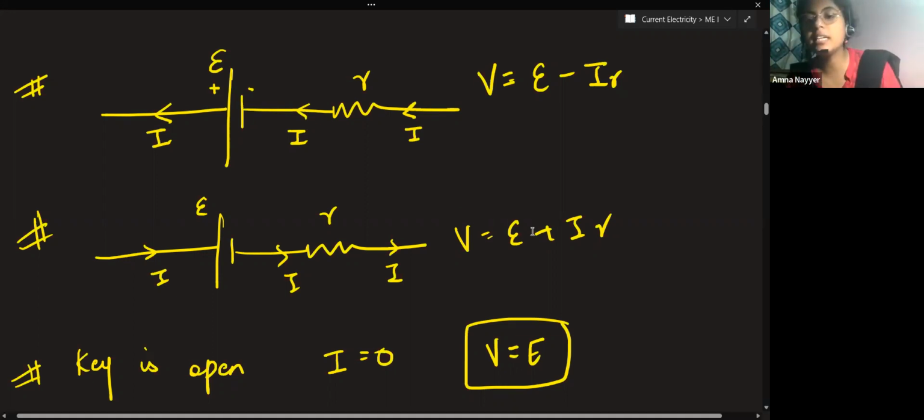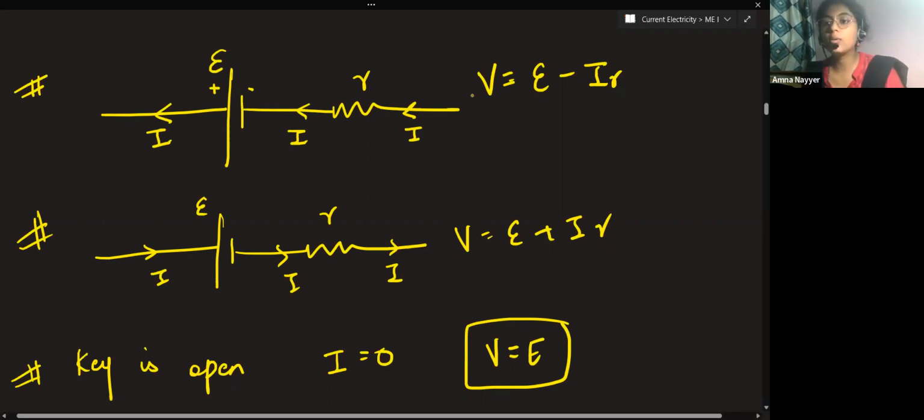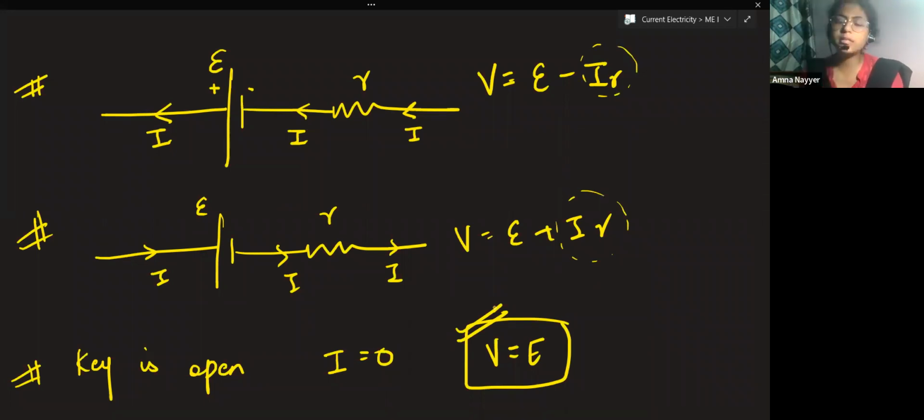Last thing, if key is open, for example, the circuit is connected and your key is open, no current is flowing. If no current flows, then this term becomes zero. If this term becomes zero, then potential difference and EMF get equalized. Clear? So note down these three points as well. These three are important from your numerical point of view. The rest of the things will be covered later on.